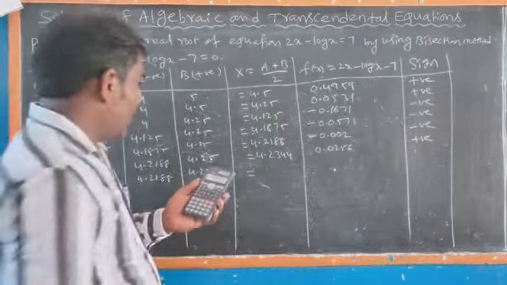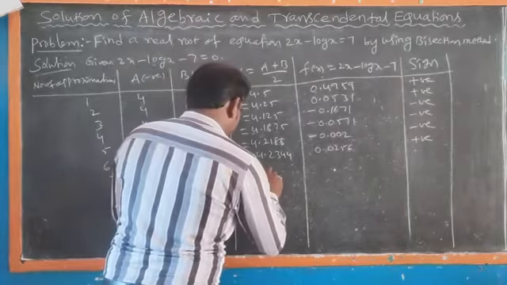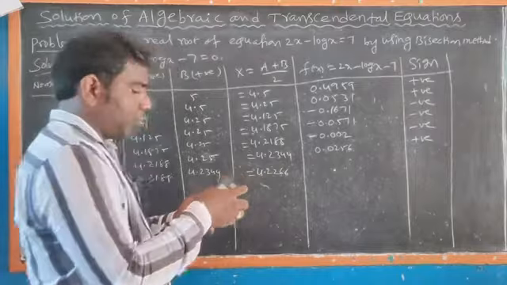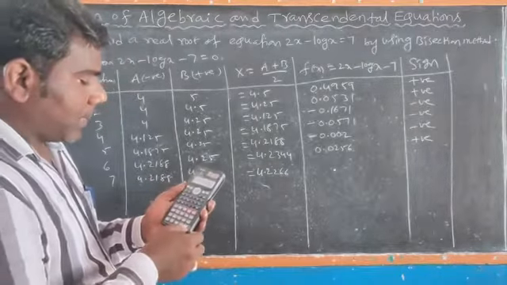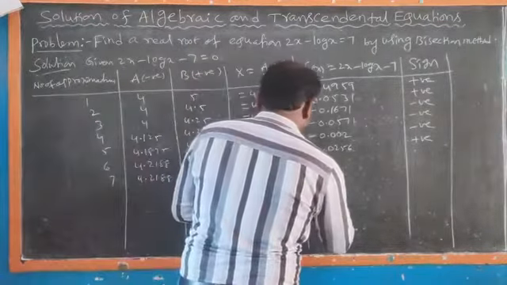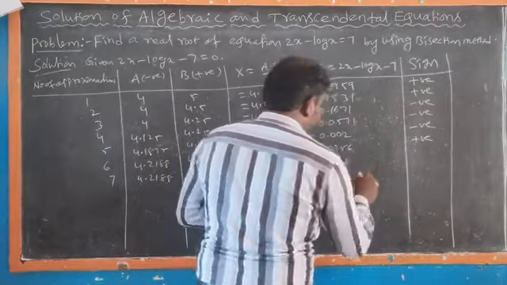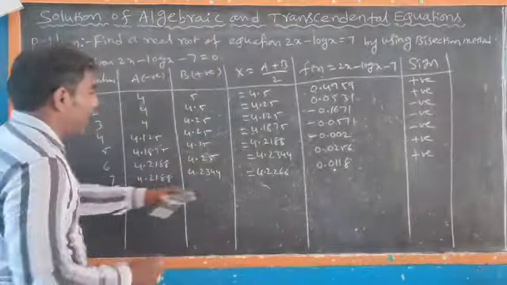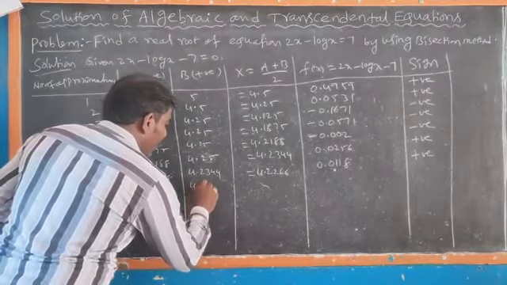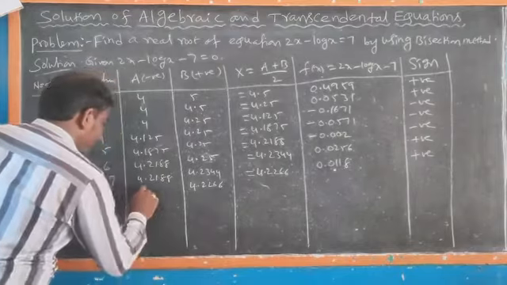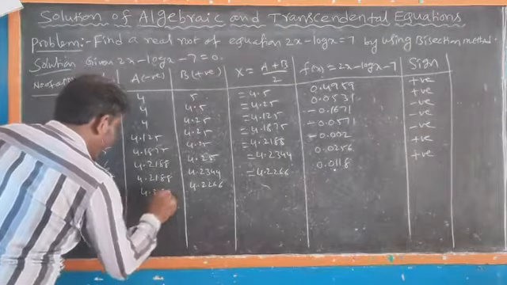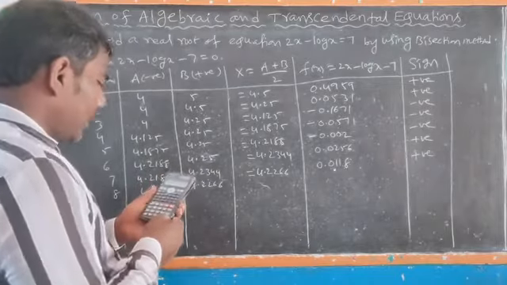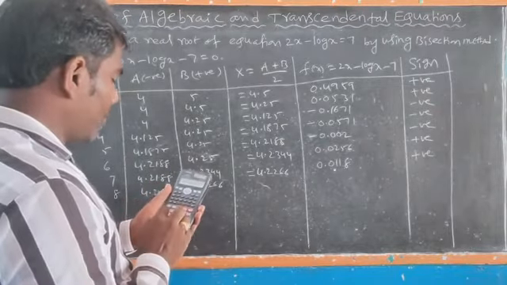Okay. Now calc: a value 4.2188, b value 4.2344, 4.2266. Substitute x in f(x), then 0.0118. This is a positive value. Now substitute x in b, 4.2266, 4.2188, eighth approximation.